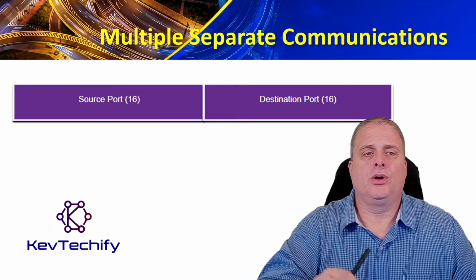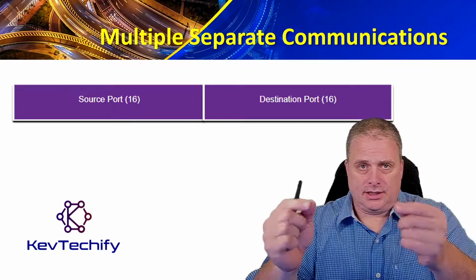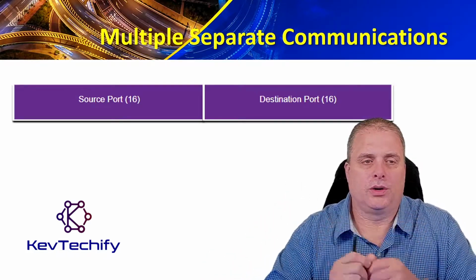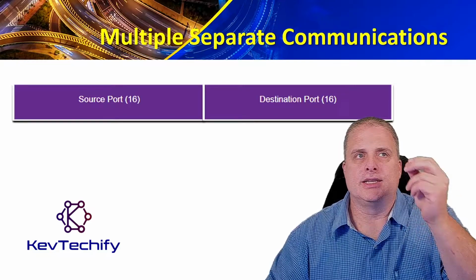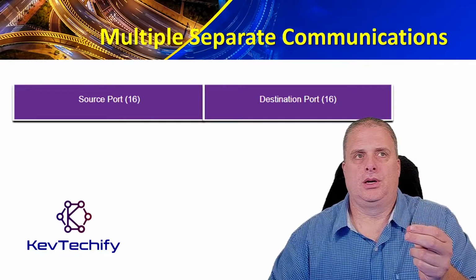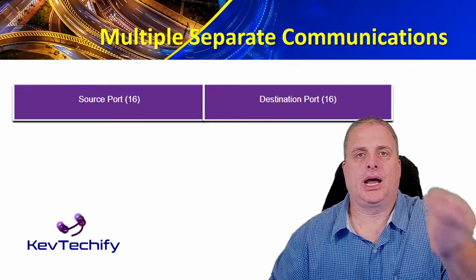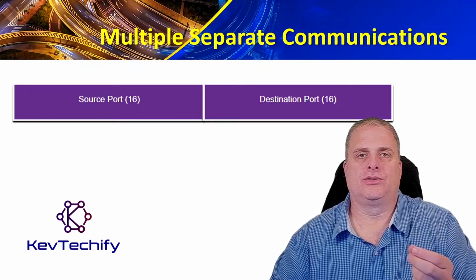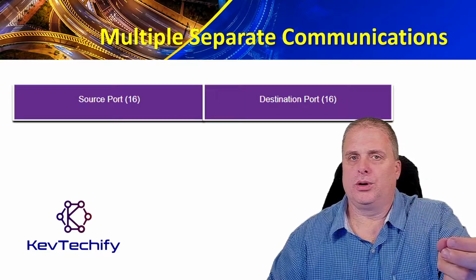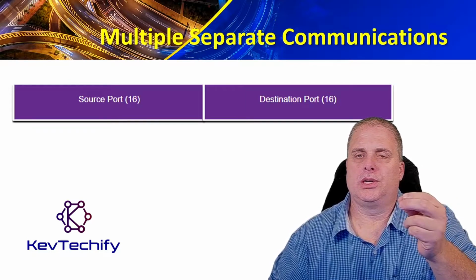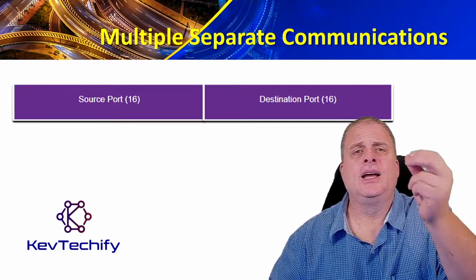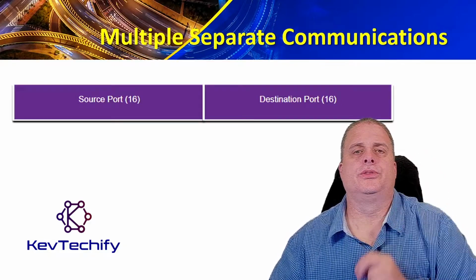Now, the source port and the destination port. That's particularly what we're talking about. The source port is a logical port number that is associated with the originating application on the local device, on the source device. We'll talk about port numbers in a second.